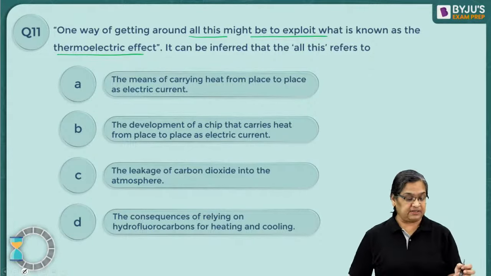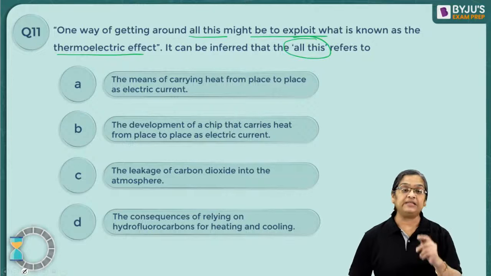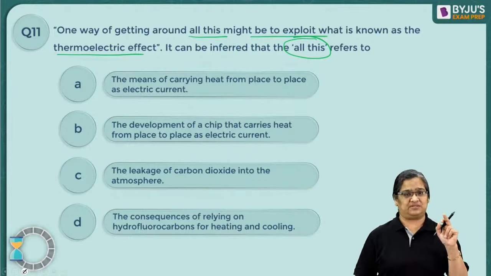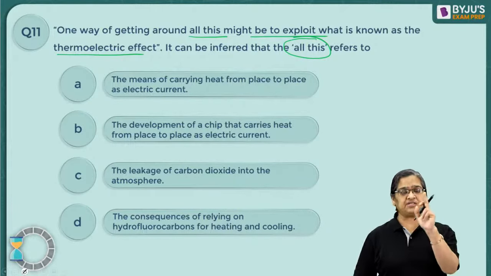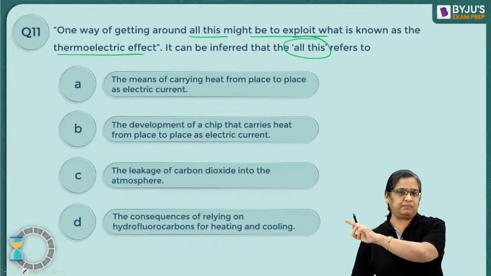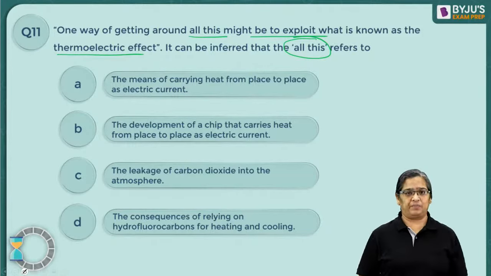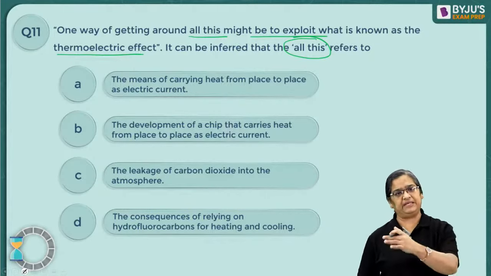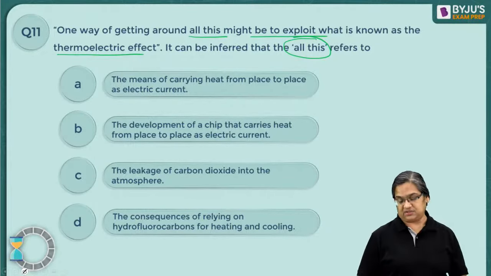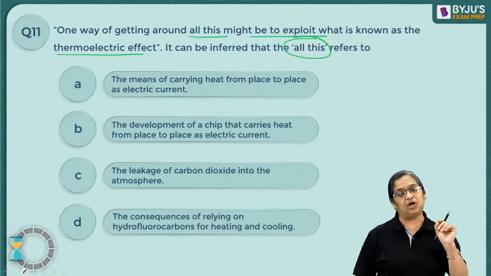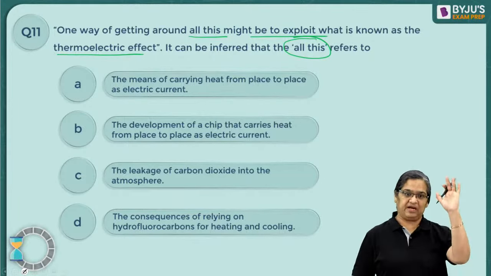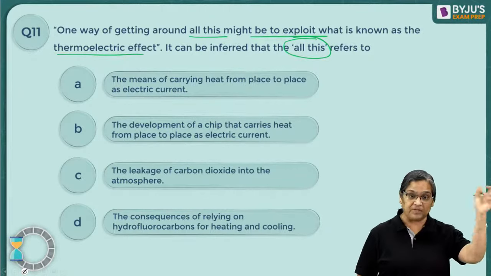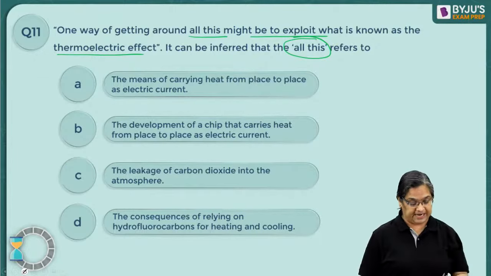So, the question is asking, what does all this refer to? What does all this refer to? The negative consequences. Air conditioners, refrigerators, hydrofluorocarbons which cause greenhouse warming. Second, what did he say? Carbon dioxide, methane, which if they leak can cause problems. So what does all this refer to? The first paragraph, getting around the problems, getting over the problems, overcoming the problems mentioned in para 1. What is that?